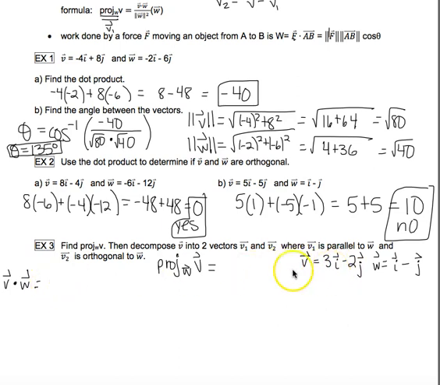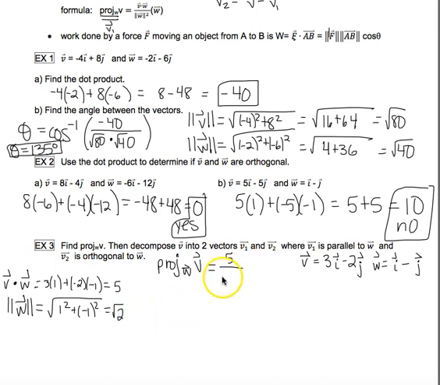So we're going to do 3 times 1 plus negative 2 times negative 1. So 3 plus 2, which gives us 5. So the dot product is 5. That's what goes in the numerator up here. Then I need the magnitude of vector w. So square root of, in this case, 1 squared plus negative 1 squared. So that gives me square root of 2.